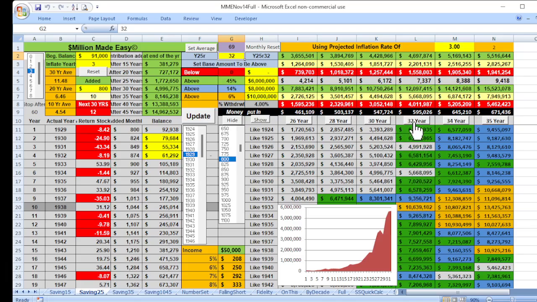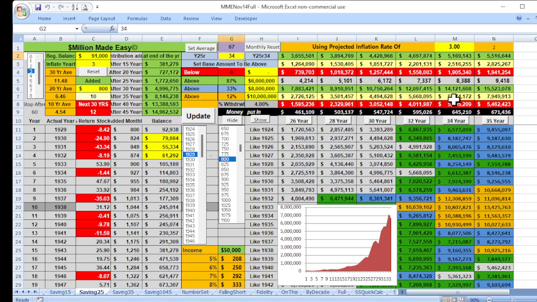But look at what the difference just 2 more years can make. Age 66 would have put in 645,000. In the worst case scenario, then you have $5.2 million. The median would be 6.874, and the highest would be 14 million. Look at the difference, folks.